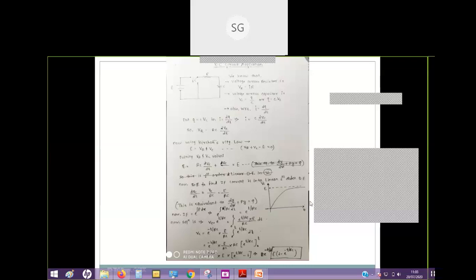But E will be equal to 0. That is the electronics understanding behind this circuit. E will be equal to 0. Why? Because the switch is open, the rest of the circuit, that is the RC network, is disconnected. That's why E will be equal to 0. And the equation will be dVc by dt plus Vc by Rc equal to E by Rc equal to 0. dVc by dt plus Vc by Rc equal to 0.